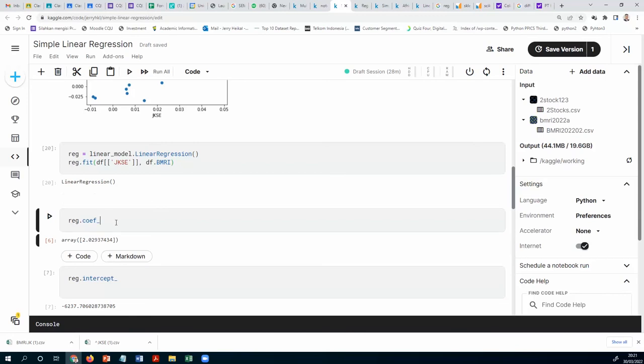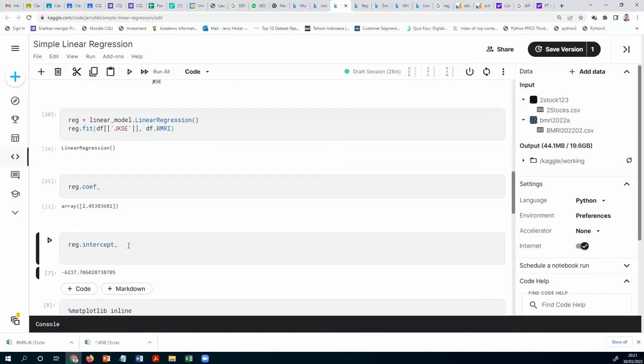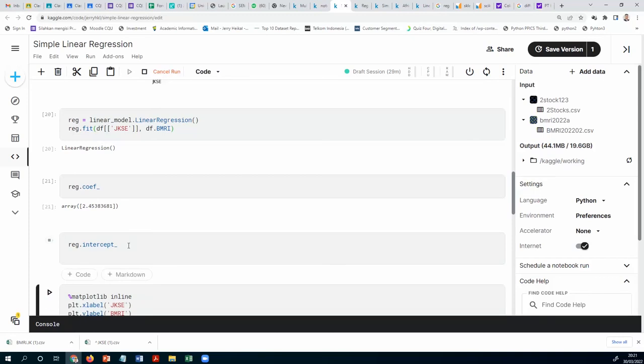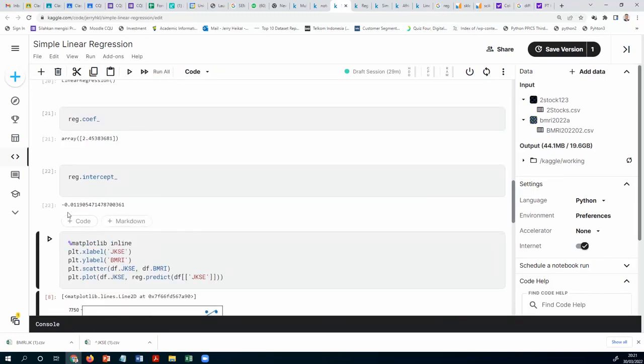You can call it. And then what is the coefficient? So this is the coefficient of Jakarta Stock Exchange, the beta. Okay, the coefficient, the beta, is 2.45. What is the intercept? The intercept is minus 0.0119.